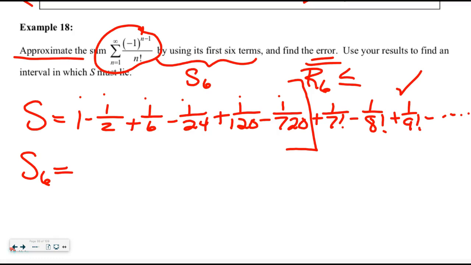Can I get a backer on that? All right, perfect. 91 over 144. Let's approximate that with a good long decimal. Thank you so much. Do I have a backer on that though too? Okay, there we go. That's my guess.